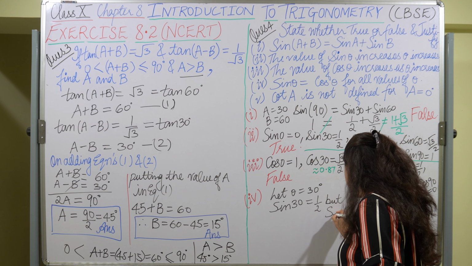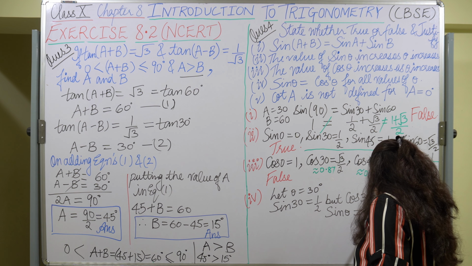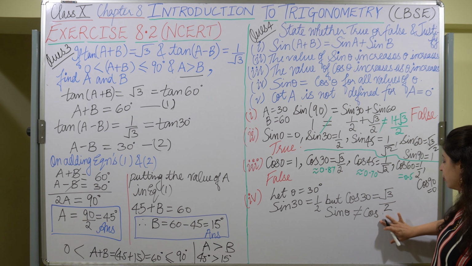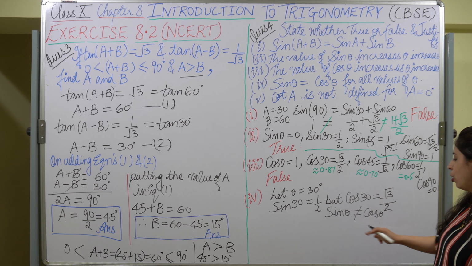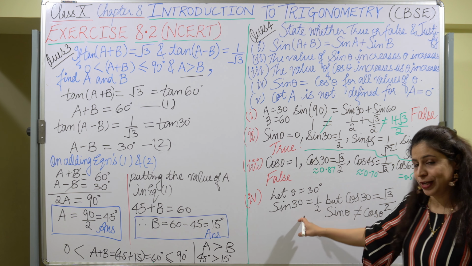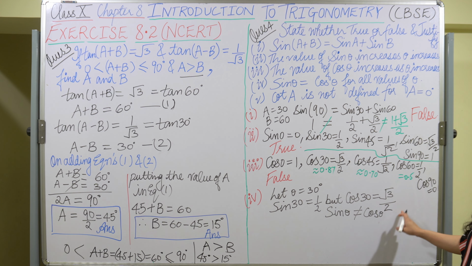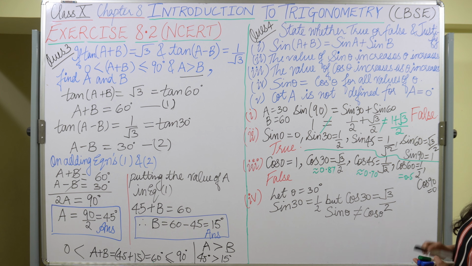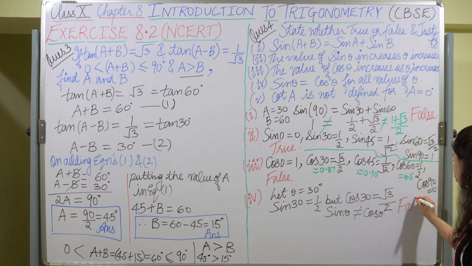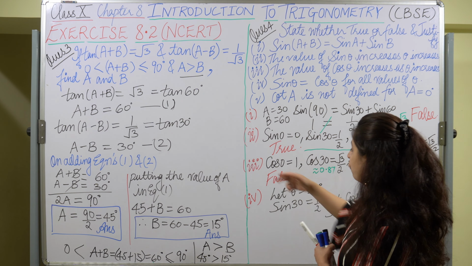So sin theta is not equal to cos theta for all values of theta. I have taken theta to be 30 degrees and we have just checked that sin 30 was 1 by 2 but cos 30 was root 3 by 2. So they are not equal. So this statement is also false. Now the fourth part is finished.